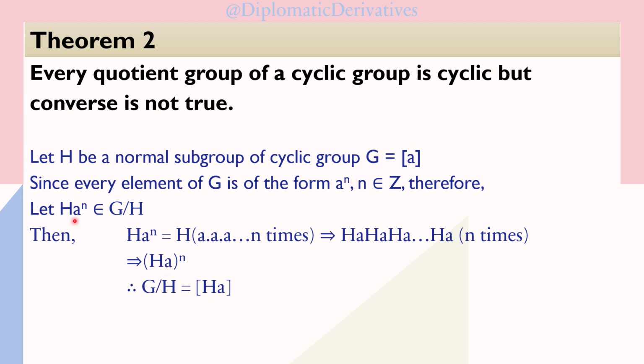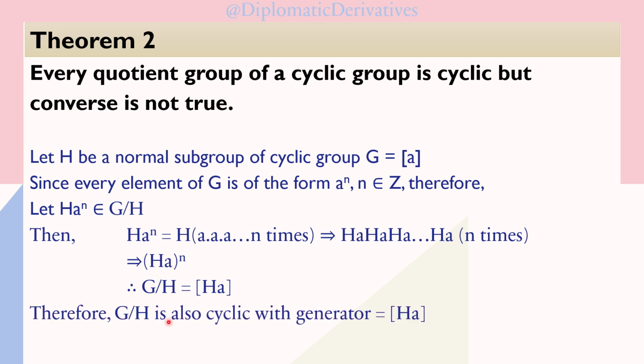And we know that Ha raised to n is an element of G by H. So this part shows that G by H is also cyclic because it's generated by Ha. This can be Ha raised to 1, Ha raised to 2, Ha raised to 3, and so on. All the elements are in the power of n. Therefore G by H is also cyclic with generator Ha. It can be Ha^1, Ha^2, Ha^3, and so on. So this is how you will do theorem number 2.